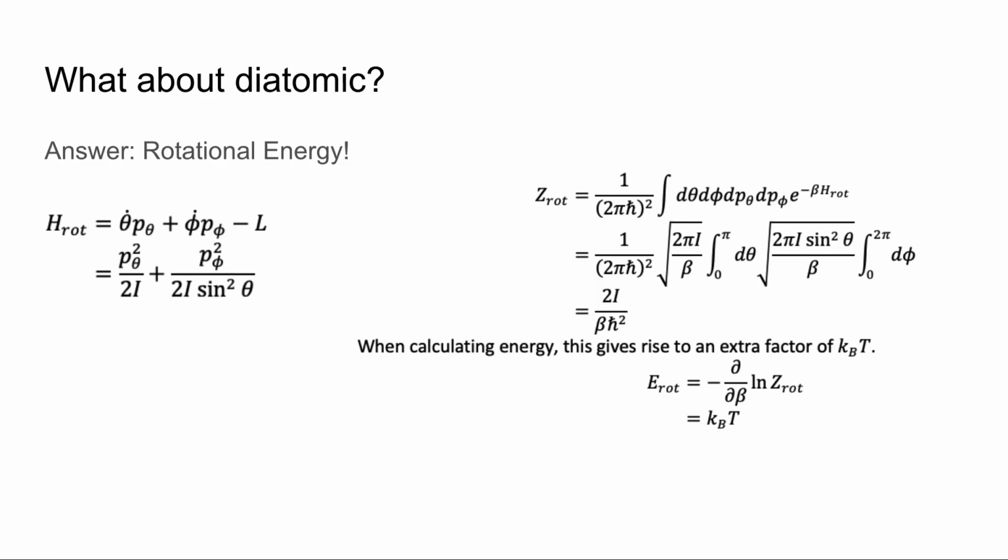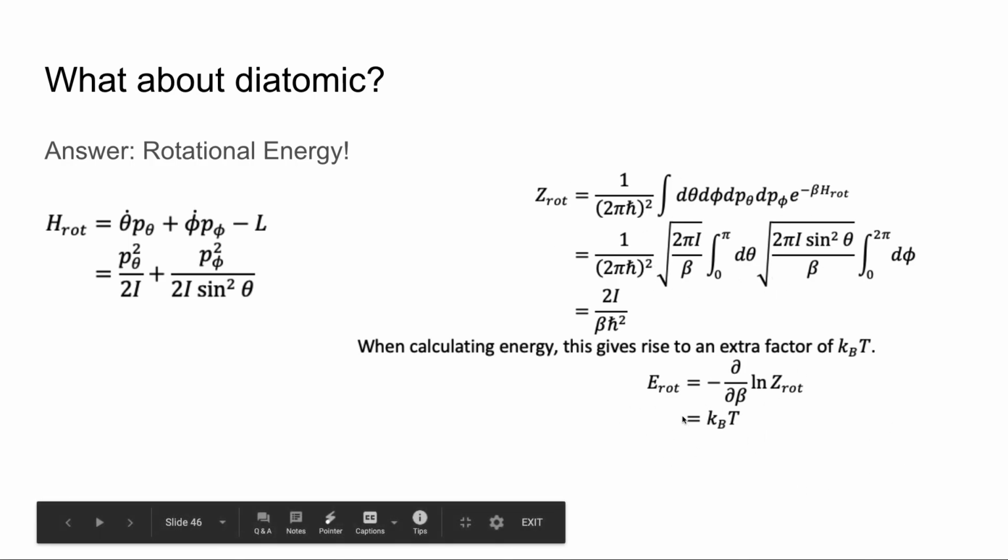So the calculation on the left is just the energy of rotation. You don't need to know the details, but I'm just showing it here. And then on the right here is the partition function for rotation. And when calculating energy, this additional rotational partition function will give rise to an extra factor of kBT. And 1 plus 3/2 is 5/2. So that's how you get 5/2 for the diatomic gas.